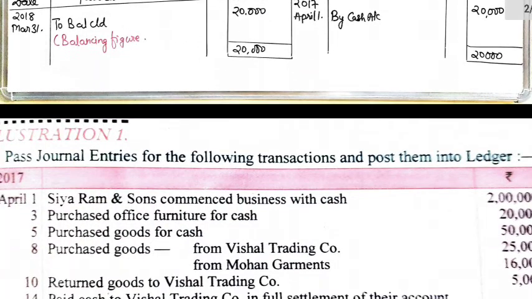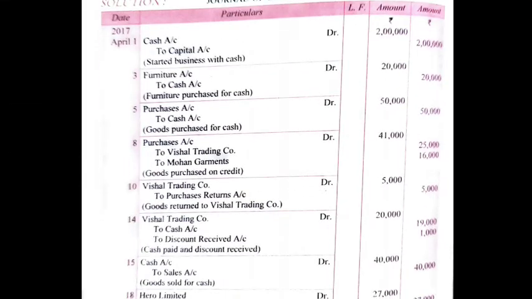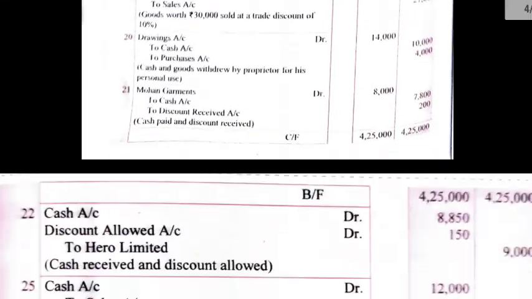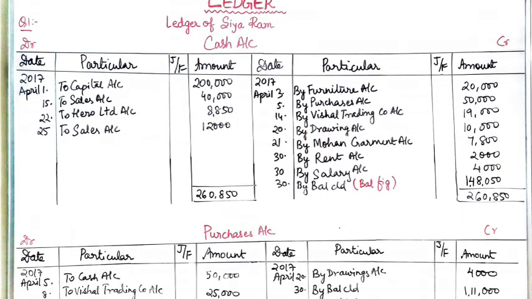Moving on to the next question. This is one question which I have given. You need to pass journal entries in the books of C.R. Ram and Sons. The journal entries relating to the question, I have already posted in front of you. After completing the journal entries, we will do only two ledger accounts. That is first, cash account.